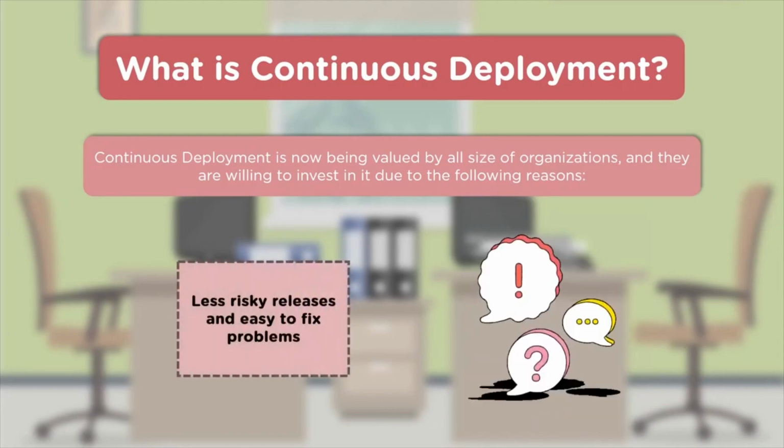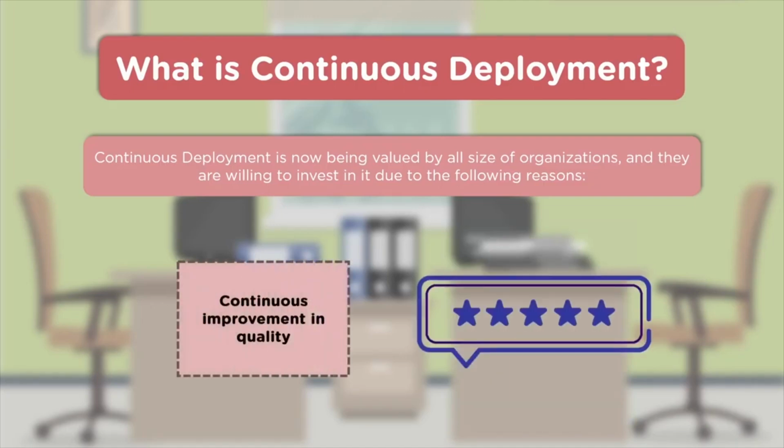There are also less risky releases, and it's easy to fix problems. The automation we perform can definitely help us automate and go for these releases. These releases are much less risky because we are doing everything automated. There is not much scope for manual errors. Manual errors are usually the biggest risk when we go for any release, but that is totally removed with this automation. It also helps in continuous improvement of quality.